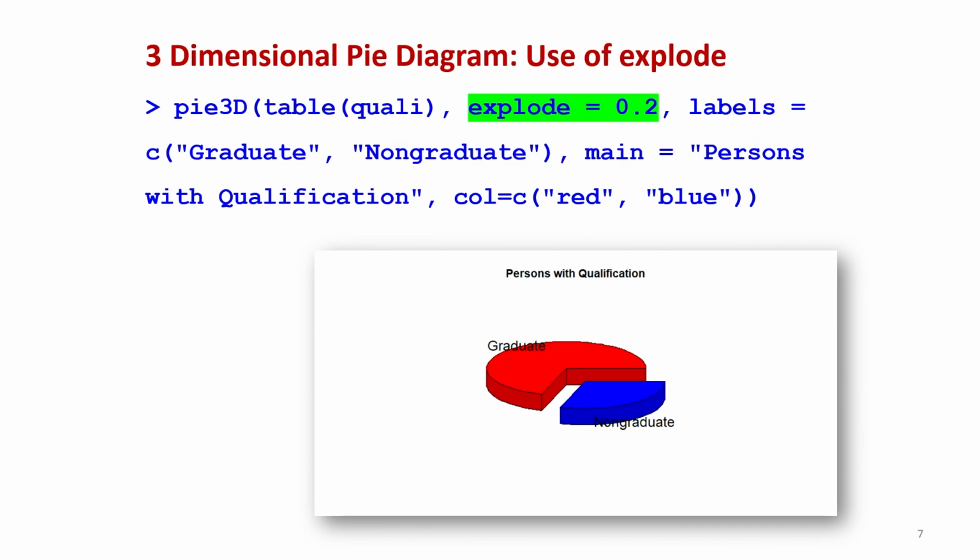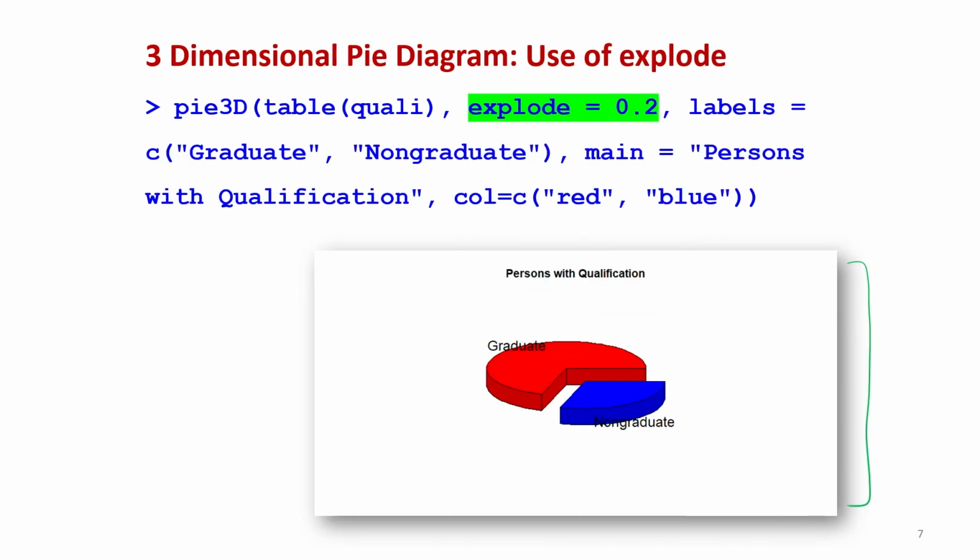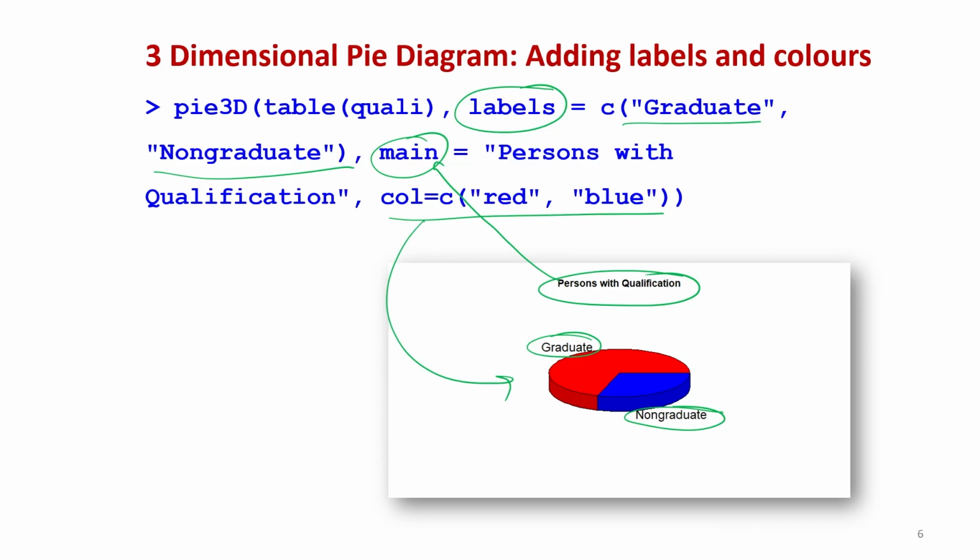The more important part where this pie diagram is useful is the use of the option explode. What do you mean by this? If you look at this graphic, what is the difference between this graphic and this graphic? You can see this slab has been partitioned and this partition has been taken away, whereas in the earlier graphic, both the partitions are stuck together.